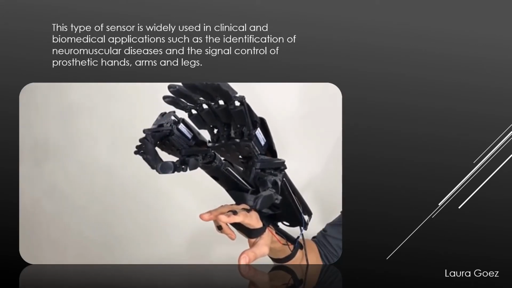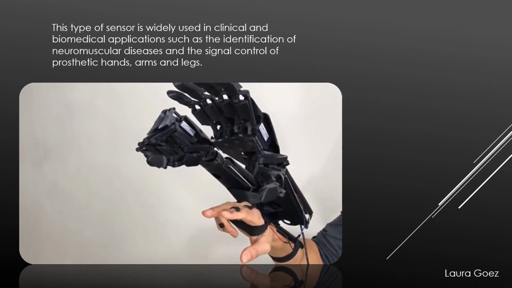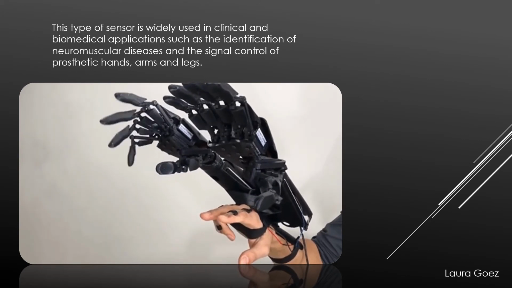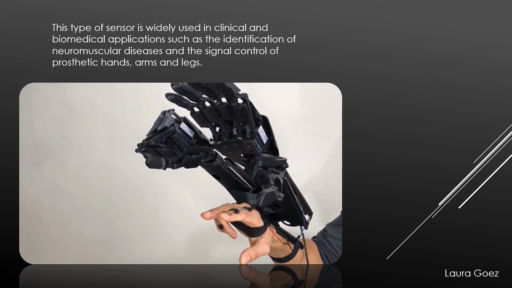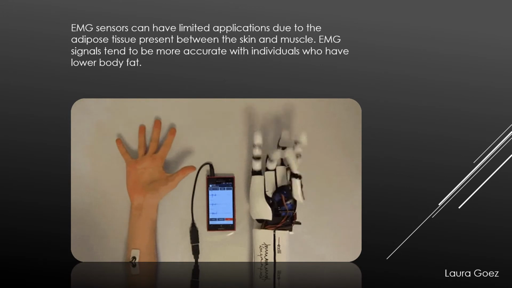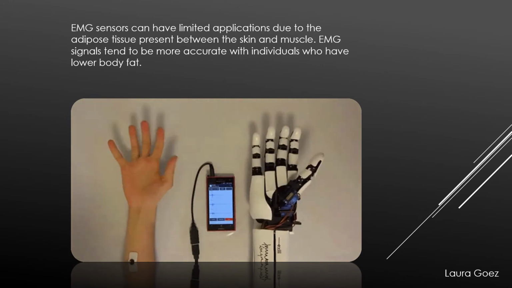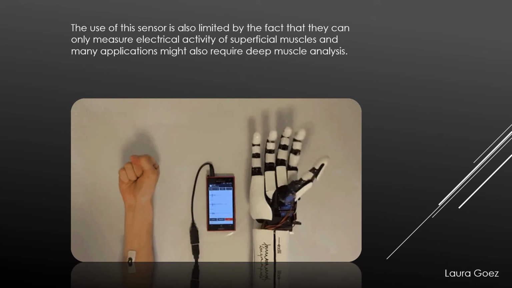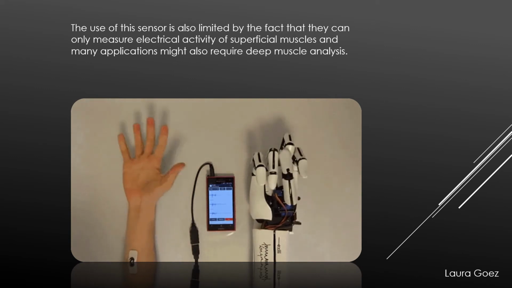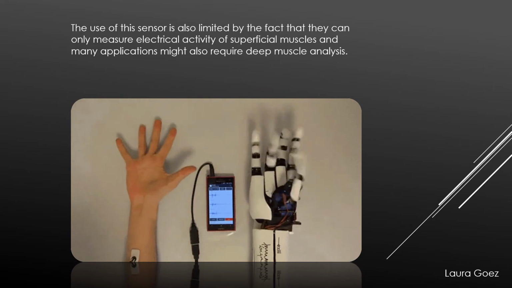This type of sensor is widely used in clinical and biomedical applications such as the identification of neuromuscular diseases and the signal control of prosthetic hands, arms, and legs. EMG sensors can have limited applications due to the adipose tissue present between the skin and muscle. EMG signals tend to be more accurate with individuals who have lower body fat. The use of this sensor is also limited by the fact that they can only measure electrical activity on superficial muscles, and many applications might also require deep muscle analysis.